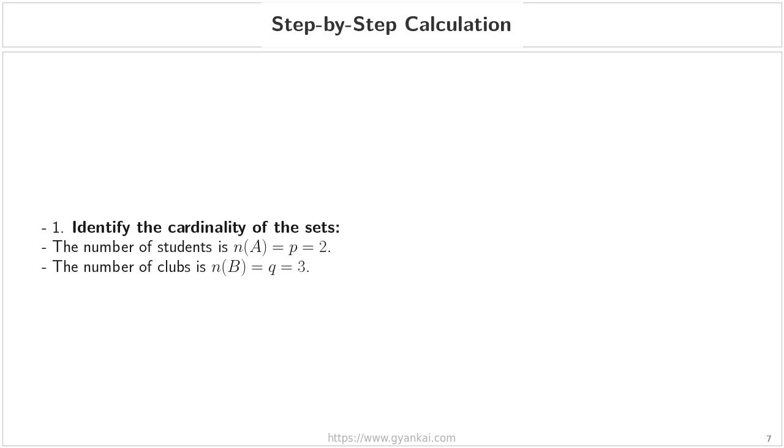First, we need to identify the cardinality of our sets, which is just a fancy way of saying we need to count how many elements are in each group. Looking at our set of students, A, we have Amit and Bina, so the number of elements in A, which we call P, is equal to 2. For our set of clubs, B, we have music, art, and sports, so the number of elements in B, which we call Q, is equal to 3.